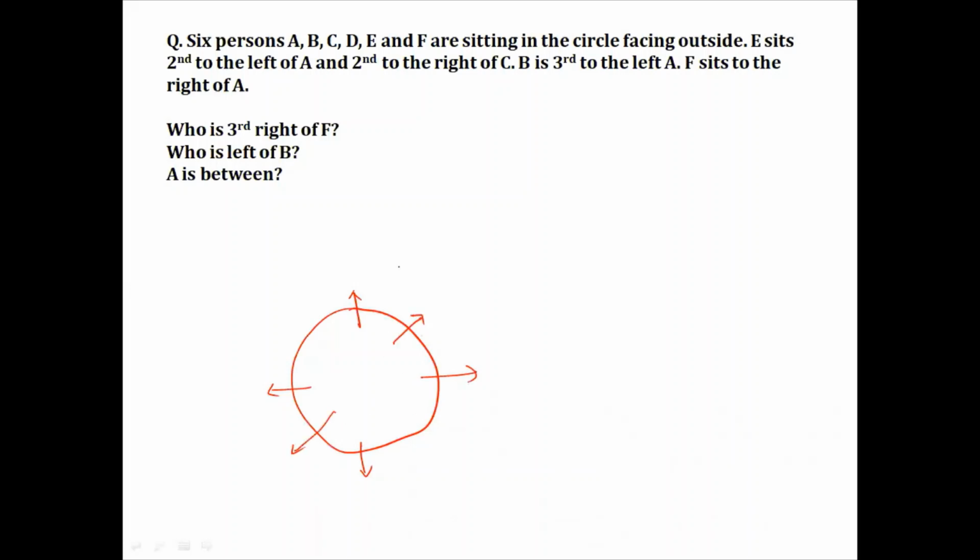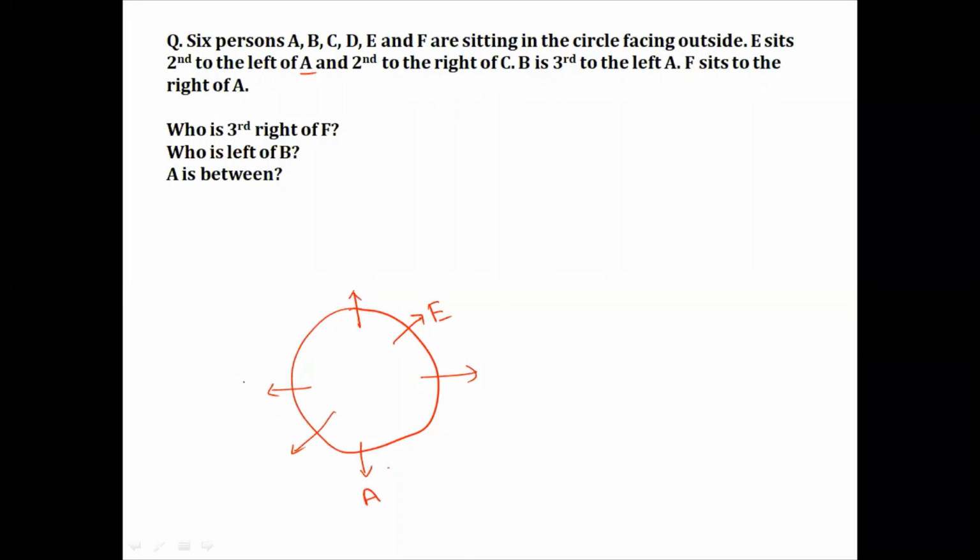Facing outside. Six persons are there. First one: E sits second to the left of A. So I am placing A here. E sits second to the left of A, so this is the left side of A. E is here. Next, second to the right of C. Who is second to the right of C? E is second to the right of C.